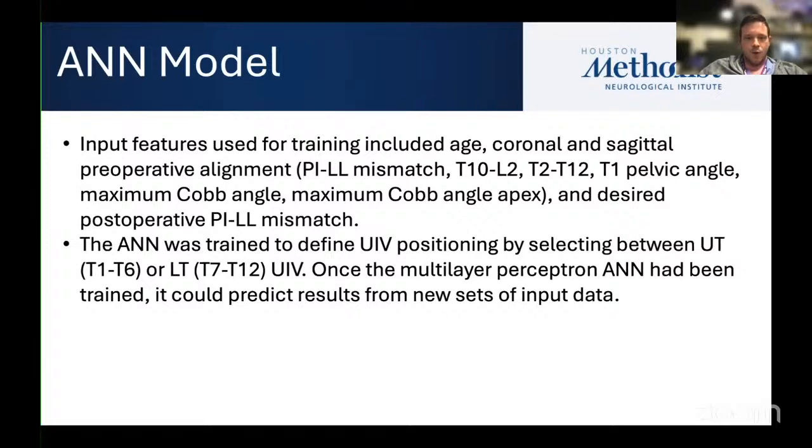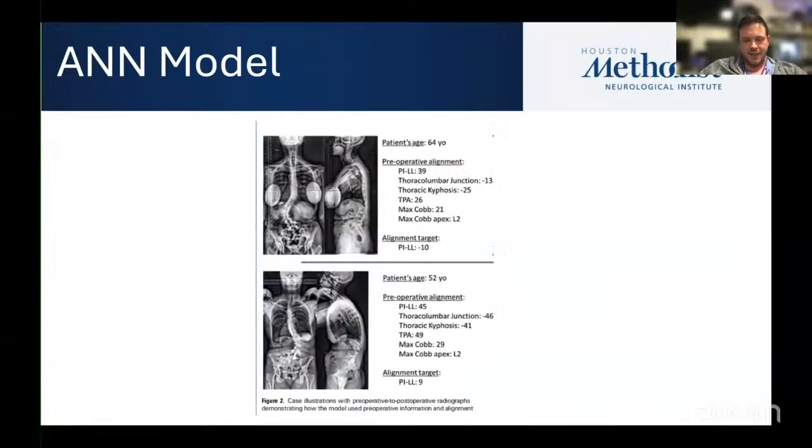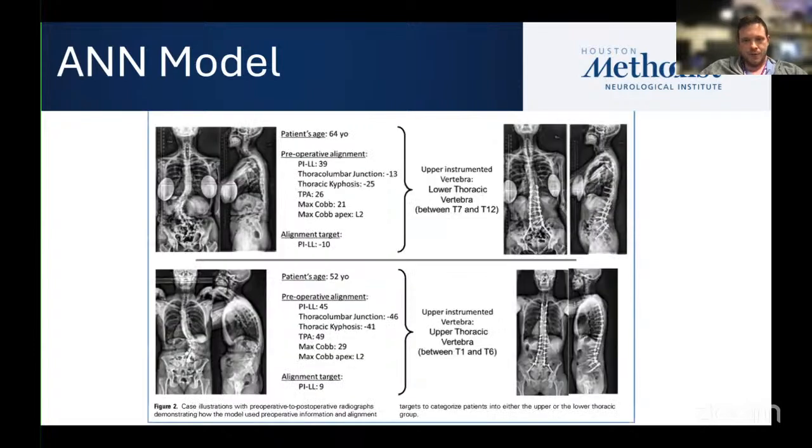And then they wanted to train the algorithm first, and then they had a validation group as well to test the accuracy, and included 2 patient examples. So they include the age, their preoperative measurements, and the alignment target for the surgery. And then the algorithm would suggest, based off those, what these 2 surgeons would choose for the UIV, whether lower or upper thoracic.